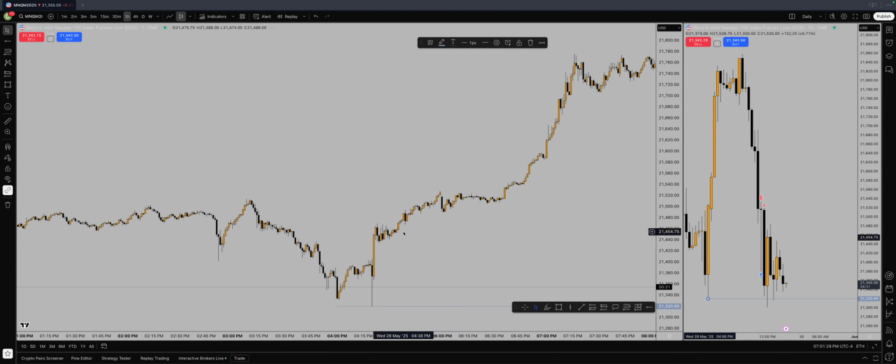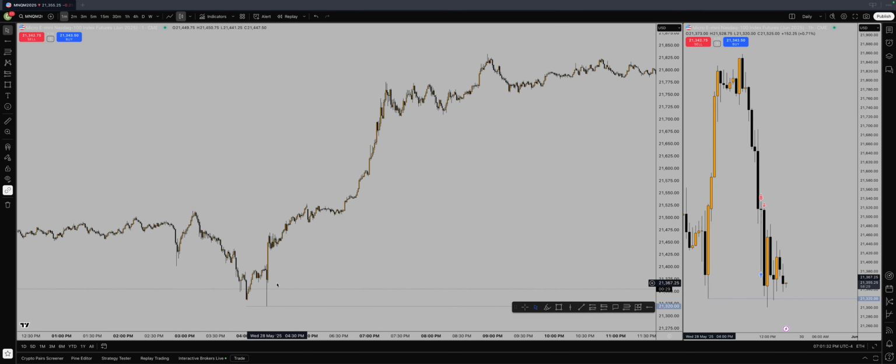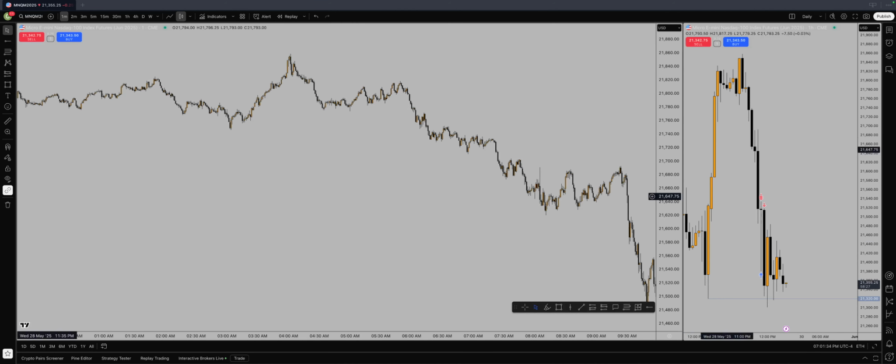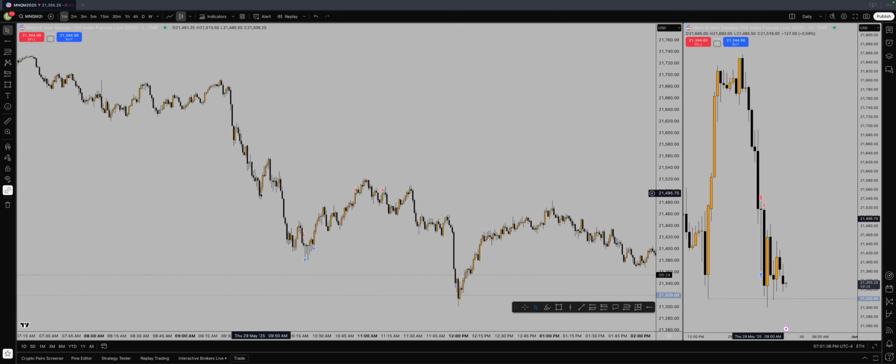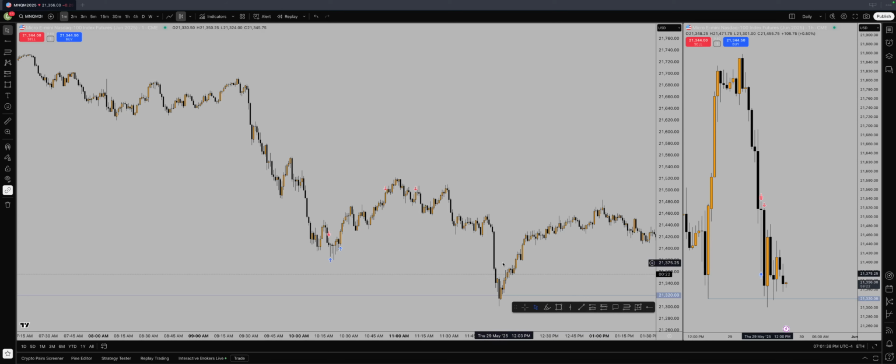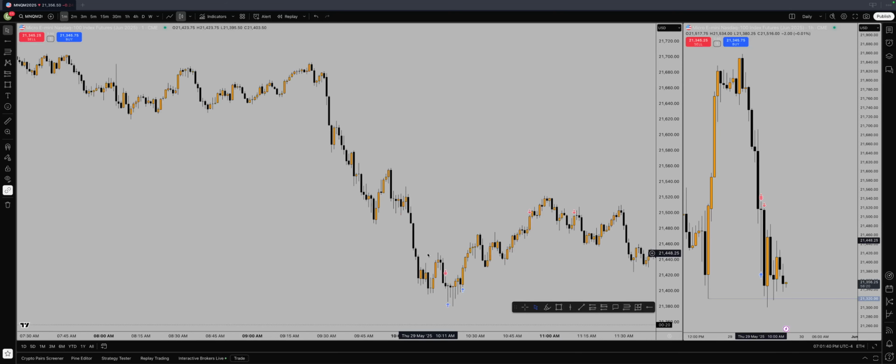Trying to figure out why that was there. Right there we go. I was targeting this low overall. That was really and truly where I was looking for price to ultimately get to, which it did get there. But I was looking for it to continue.